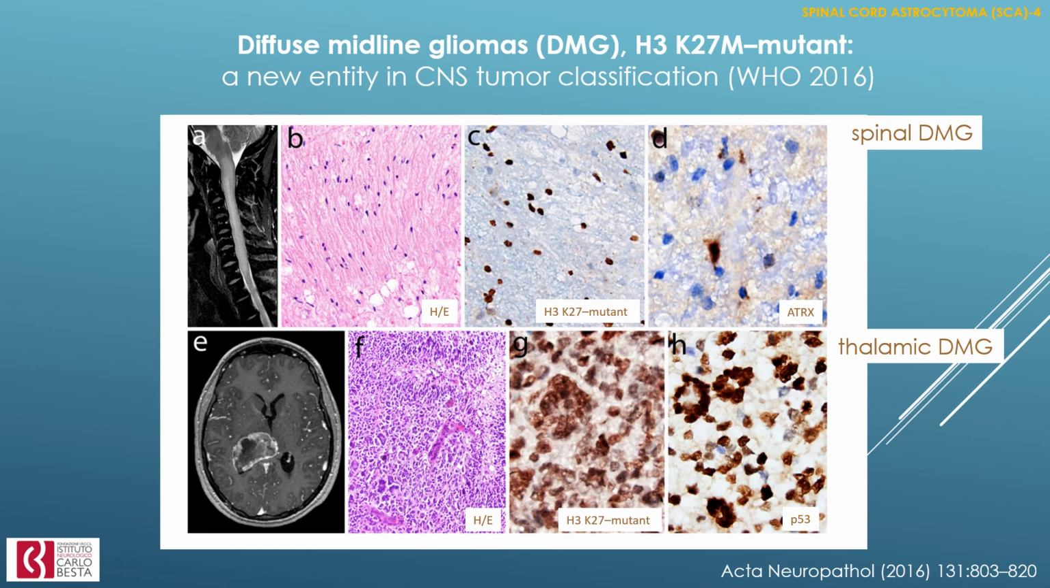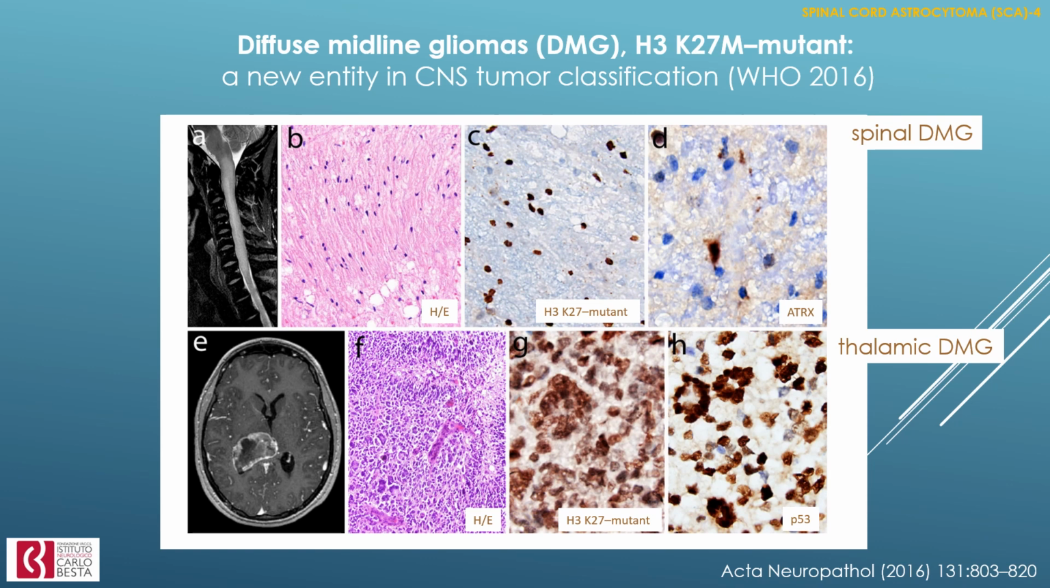Both the radiological and morphological spectrum vary between the two. The spinal lesion presents as a non-enhancing intramedullary mass with expansion and signal abnormality on T2 weighted MRI. As you can see from the histological section, there was only minimal hypercellularity and cytological atypia, and tumor cells strongly express the H3K27 mutant protein and also show loss of ATRX expression.